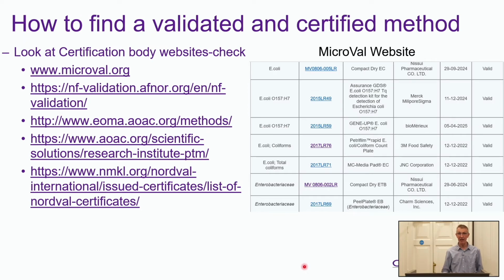So one of the questions you may raise, quite validly, is how do I find out if a method is validated and certified? Very easy to do. On this slide, I'm giving you the websites of all of the major certification bodies. If you go on those websites, you will be able to find lists of validated methods, and you can find the details of the validation. This is a quick snapshot of the Microval website, and it gives you a range of test methods. If you click on the little blue number there, you will go into the certificate and the test report that shows the validation. So you can find it out relatively easily.